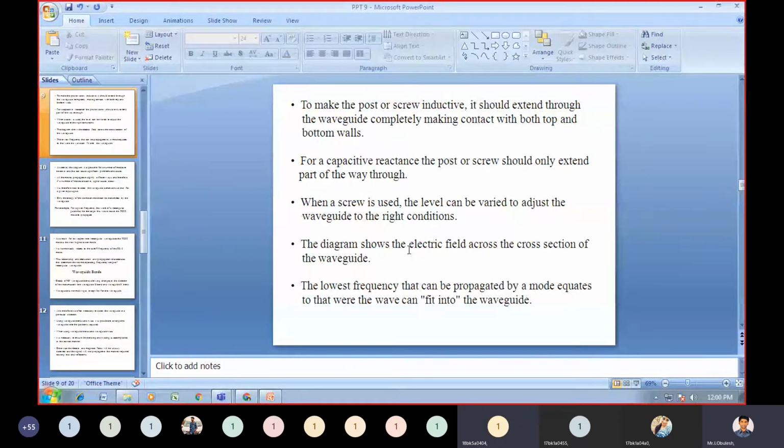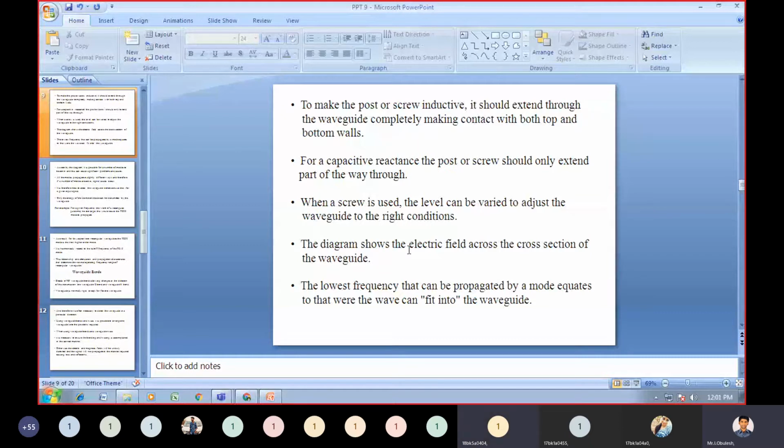When a screw is used, the level can be varied. If you are using a screw, the level can be varied to adjust the waveguide to the right conditions.